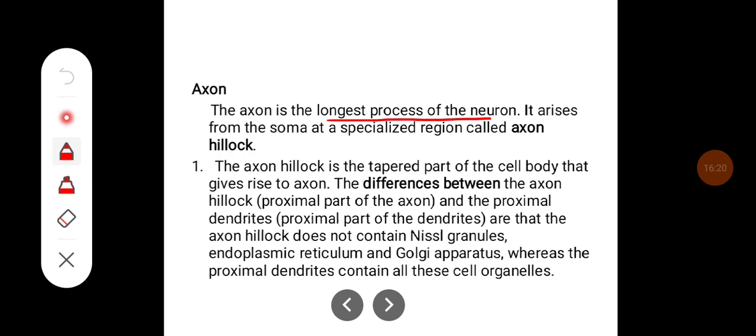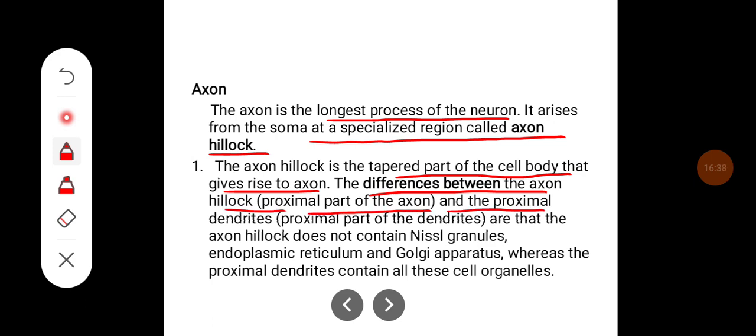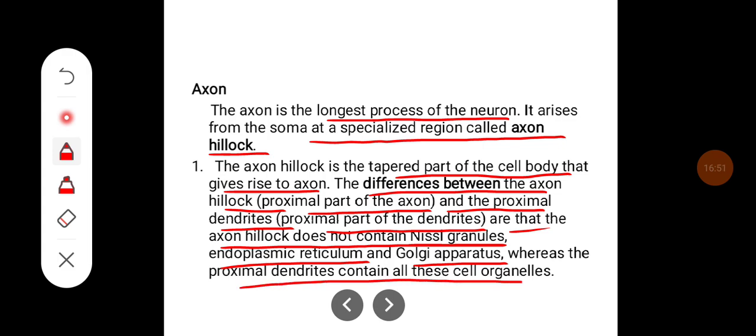Axon is the longest process of the neuron. It arises from the soma at a specialized region called as axon hillock. The axon hillock is the tapered part of the cell body that gives rise to axon. The difference between the axon hillock, that is the proximal part of the axon, and the proximal dendrites, that is the proximal parts of the dendrites, is that the axon hillock does not contain Nissl's granules, endoplasmic reticulum, or Golgi apparatus, whereas the proximal dendrites contain all these organelles.